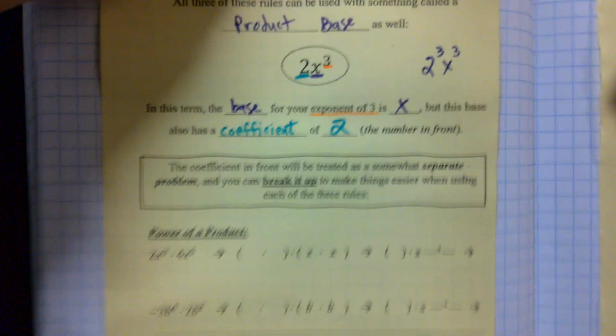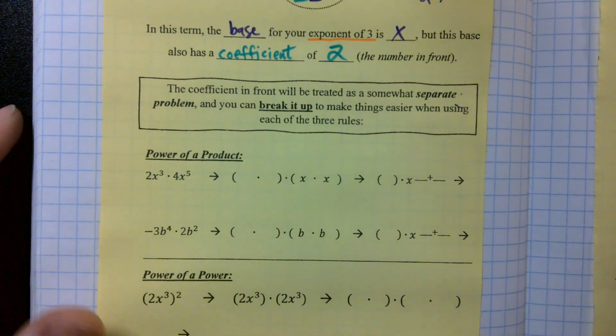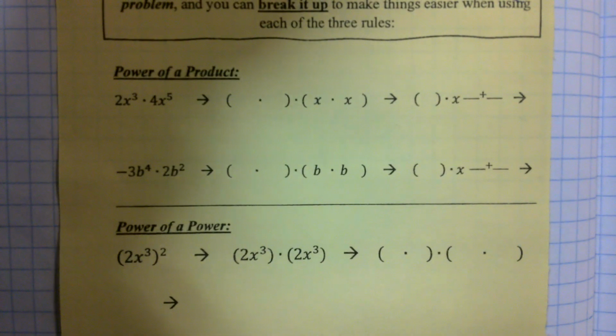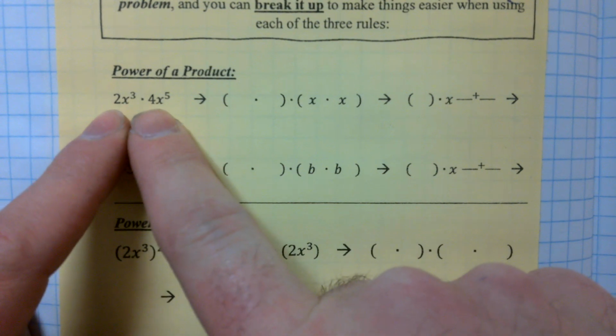So the coefficient in front is going to be treated like a separate problem. You could break it up to make things easier when using each of these 3 rules. So let's go rule by rule and see if this makes sense, right? Let's say I've got 2x to the third times 4x to the fifth.